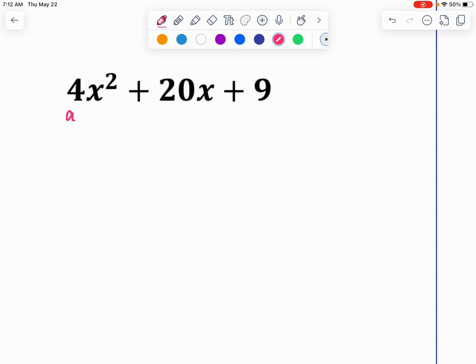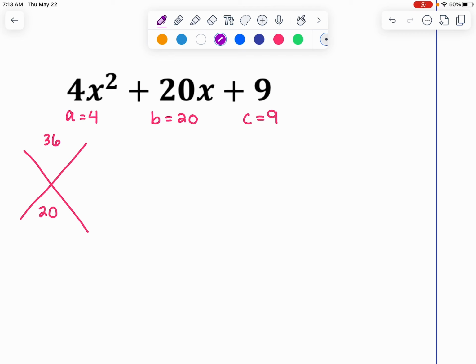We have A is 4, B is 20, and C is 9. So I'm going to set up big X. It's A times C on top, so 4 times 9 is 36, and it's B on the bottom by itself.